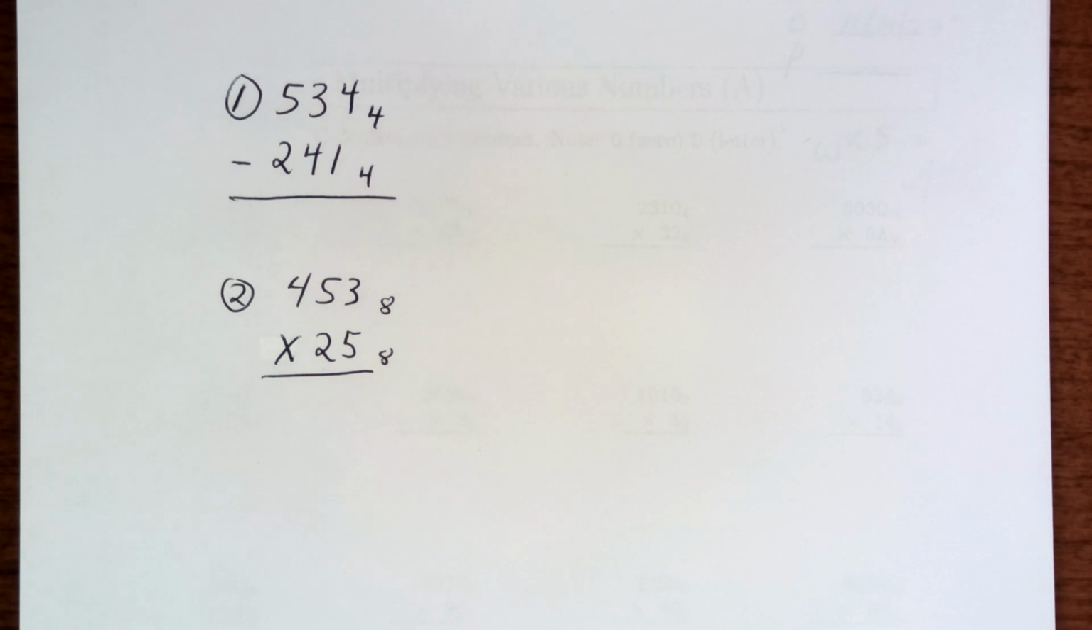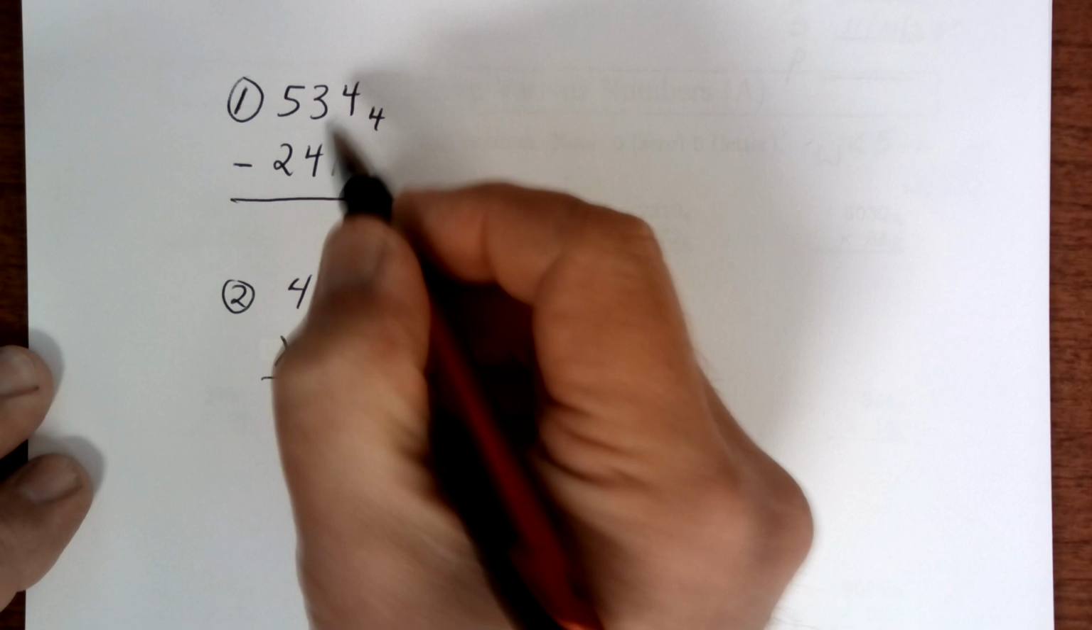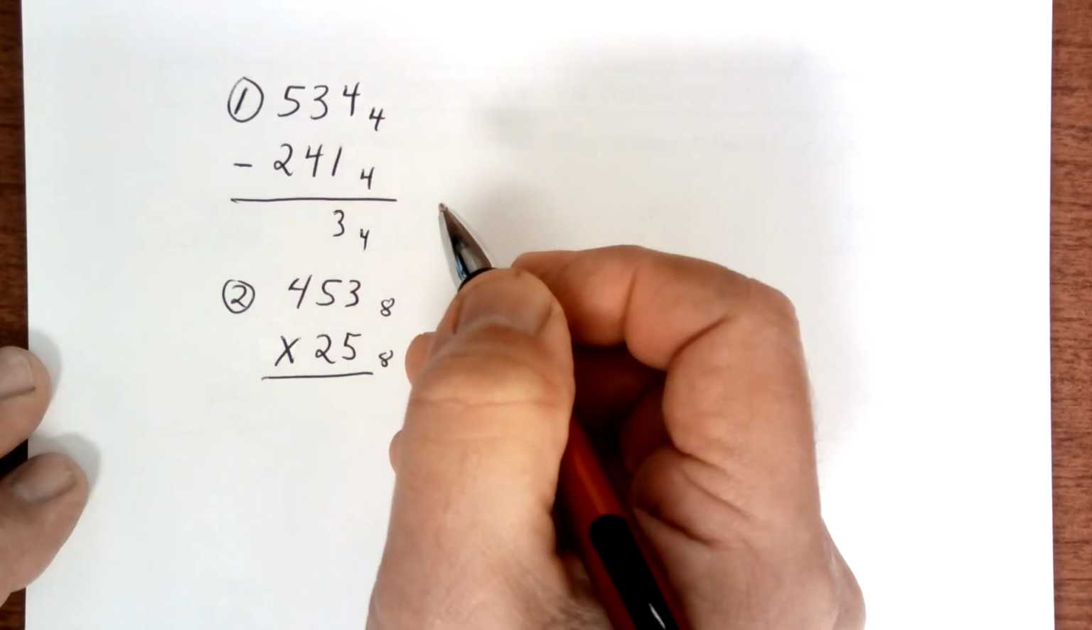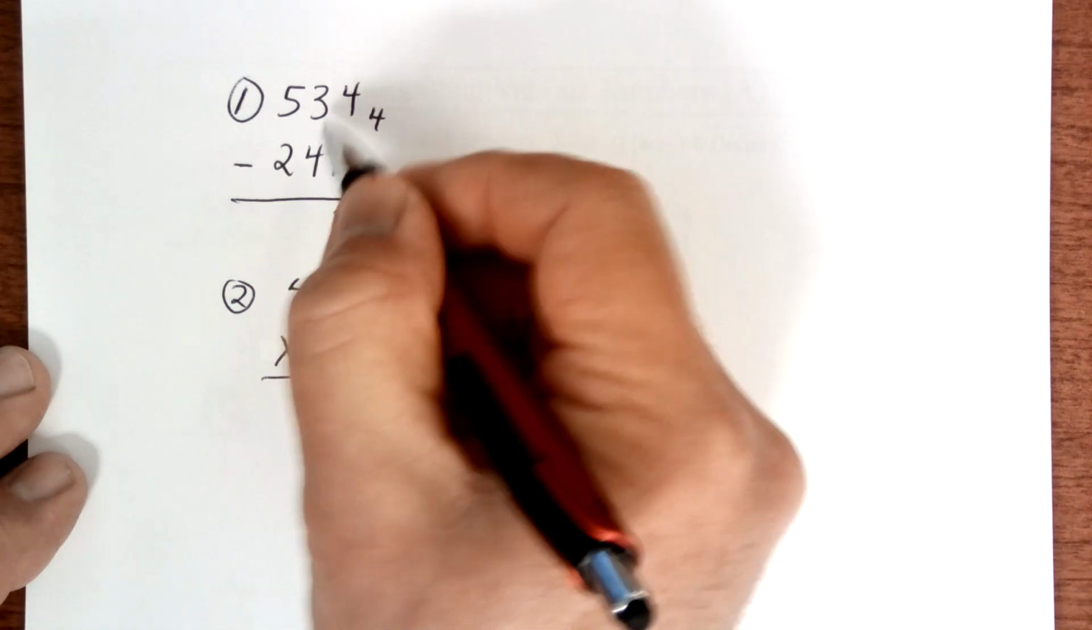We're in base 4, and what we're going to do is subtract. Well, 4 minus 1 is going to give you 3, base 4. But you can't subtract 4 from 3, so you're going to borrow 1.